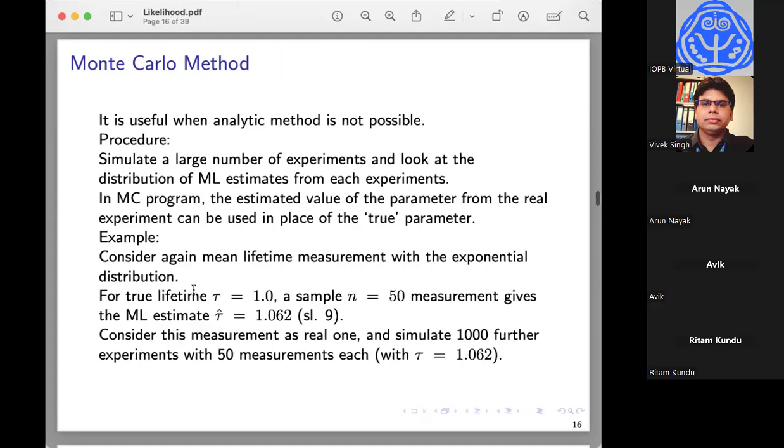Sir, do we have to do something to make sure that the Monte Carlo distribution looks like the real experiment?